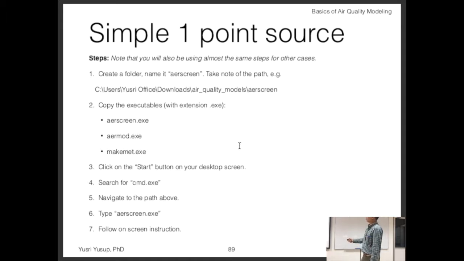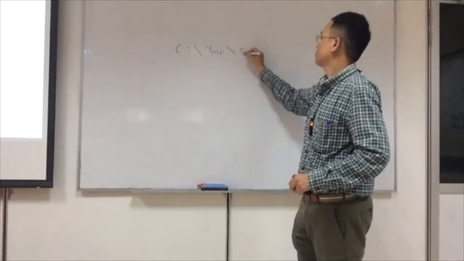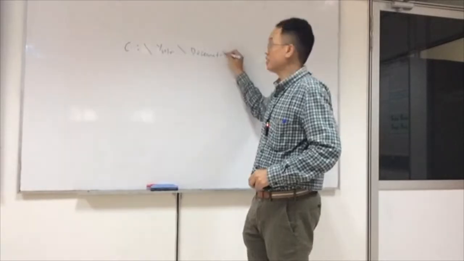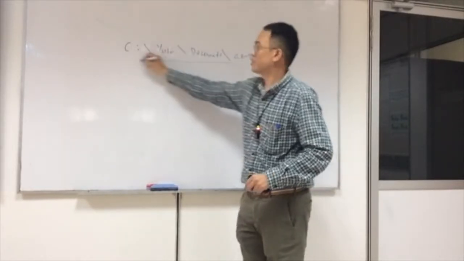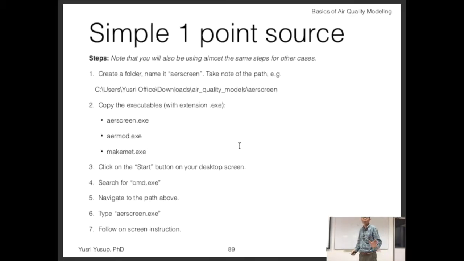So first, you create a folder, name it AirScreen or whatever name that you want. Take note of the path. You know what a path is? A path is something like this. I think for Windows, it'll be like that. Seen this before, right? So you need to take note of this path, depending on where you put this folder. So an example is that. Copy the executables, those files just now, and put them inside this folder.